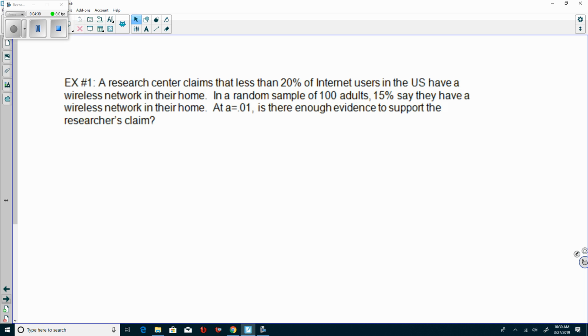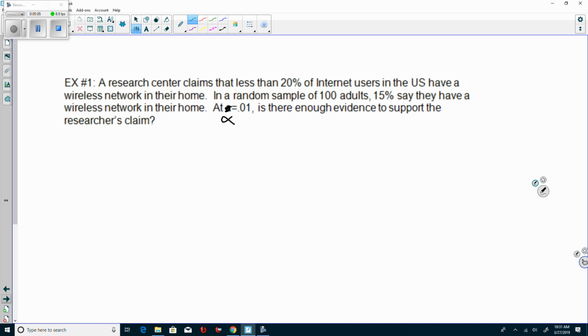So here's our first example. The Research Center claims that less than 20% of internet users in the U.S. have a wireless network in their home. In a random sample of 100 adults, 50% say they have a wireless network in their home. This is my level of significance here. Is there enough evidence to support the researcher's claim? This is just the way they ask you to do your 5-step process.